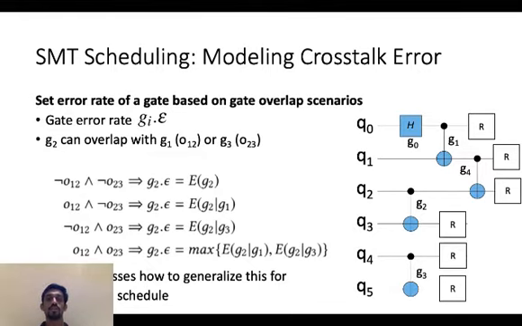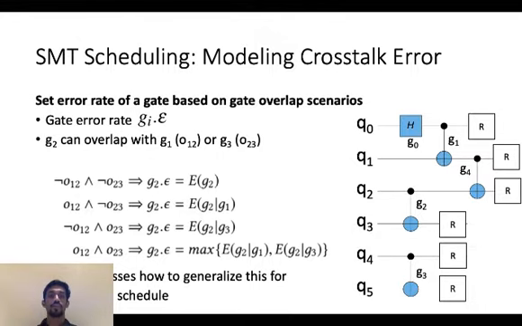The first constraint says that if G2 overlaps with neither G1 nor G3, then the error rate is simply the isolated error rate for this gate. If it overlaps with G1 but not G3, the second constraint says that the error rate should be set as the conditional error rate of G2 given G1, which is what we measured using our crosstalk characterization step. And if it overlaps with both, we simply model the error using the max of both the conditional error rates. In practice, we found that this works well. We can generalize this for an arbitrary schedule, and you can find details about that in the paper.